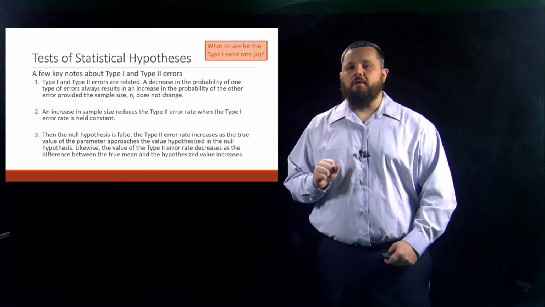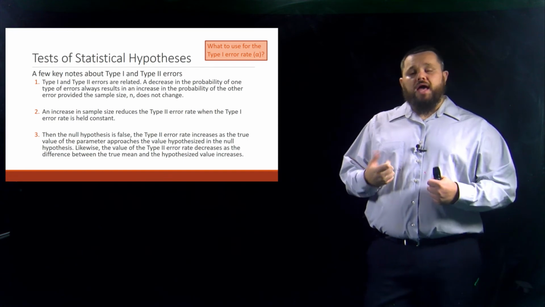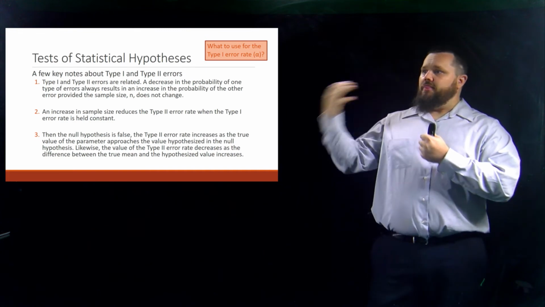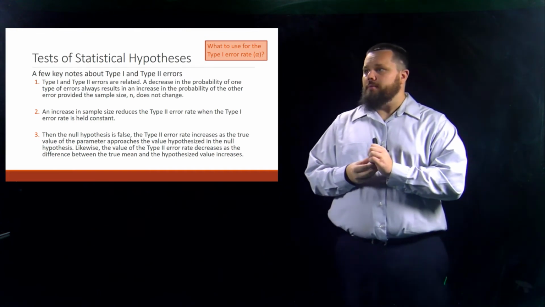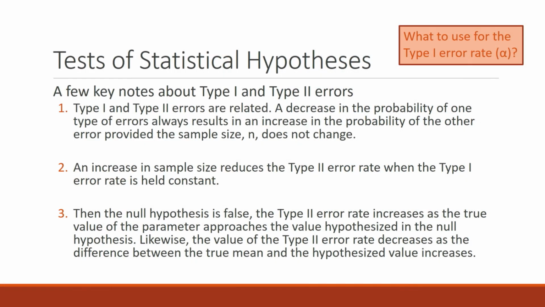Few last things to talk about with type 1 and type 2 errors. They are related to one another, and in fact, they essentially compete against one another. So if we decrease the probability of one of the errors, that's going to increase the probability of the other. So if we decrease our type 1 error rate, that increases our probability of getting a type 2 error, assuming our sample size stays the same. Now, if we increase our sample size, so if we increase n, then that's going to reduce our type 2 error rate when our type 1 error rate is held constant.